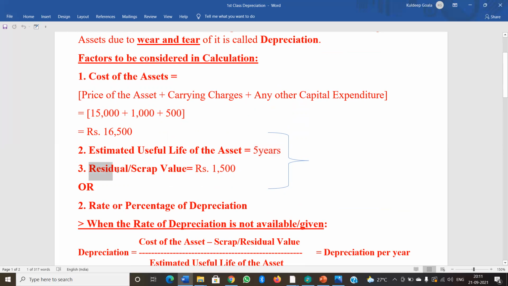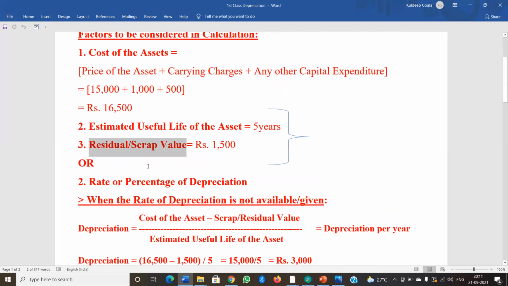Then next comes the residual or the scrap value. What is scrap or residual value? The value of that particular asset, or the remaining of the asset which is there with you, but the asset is no longer useful. You cannot use the asset anymore. In very common language we hear it as loha tin. But it's not that. Scrap actually means it has been in such a condition that it is not usable. Rather, you can just sell off whatever remaining parts are there. That is called a residual value or scrap value. In this case, let's take it to be 1500 rupees.